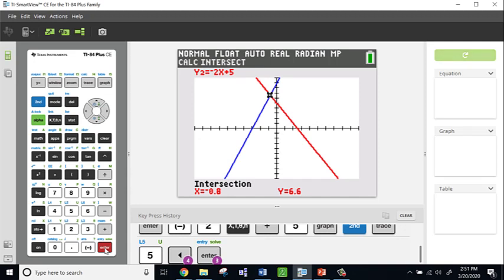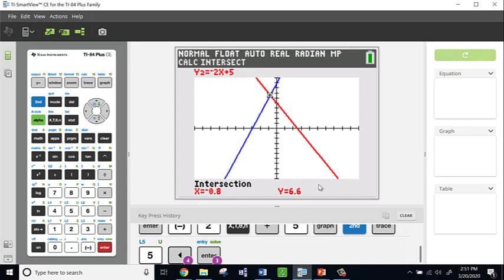And then it's going to ask us if we wanted to guess. We hit enter right away. And then what's going to happen is it's going to give us the answer right down here right away. The answer is -0.8, 6.6.